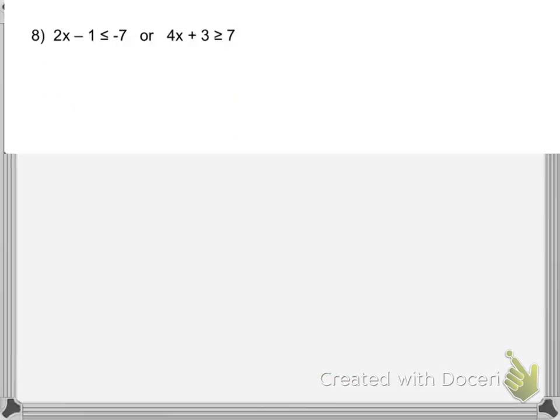Solving and graphing a compound inequality simply means that we need to solve this inequality on the left first, and then solve this inequality on the right, and then we'll graph them on the same number line. So go ahead and do that.